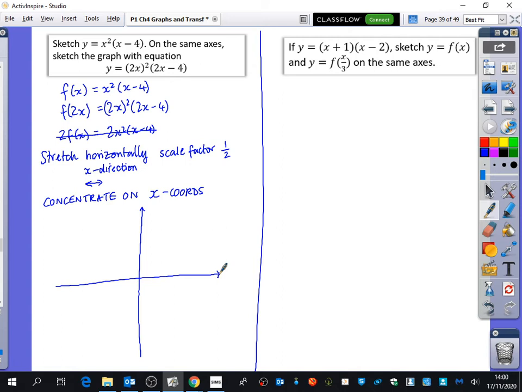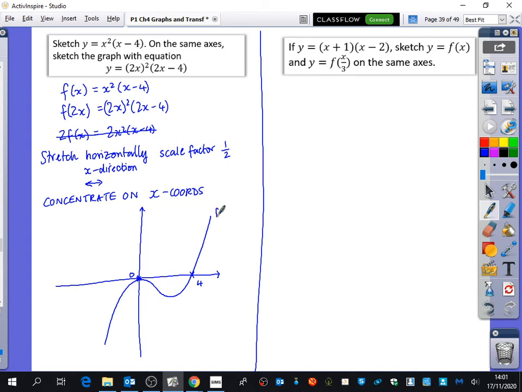Okay, so we've now got those bits written down: it's going to be a horizontal stretch with a scale factor of 1/2. We called it a stretch, but actually if the scale factor is 1/2, it's going to look like everything is squashing in towards the middle. So we're just going to concentrate on the x coordinates. I'm going to begin by drawing x squared (x minus 4). It's a positive cubic with a repeated root at 0 and crossing at 4. So there's my repeated root, there's my 4. It's going to be this kind of shape, like this.